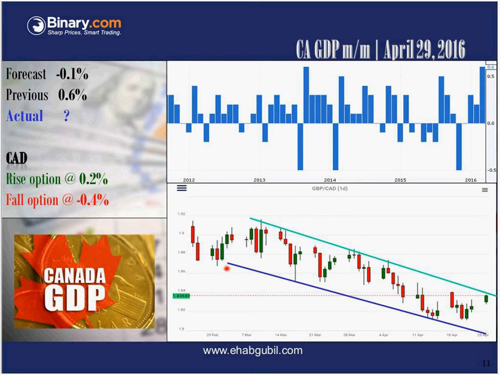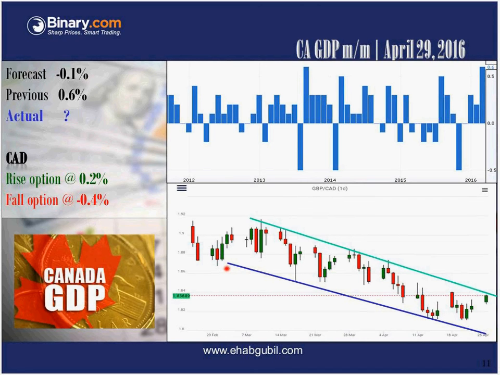If we don't get the deviation number, if we get a number between minus 0.4% to 0.2%, expect the market to follow the pre-release market condition and sentiment, and expect the market to move within the resistance and support range. We also will wait to see.